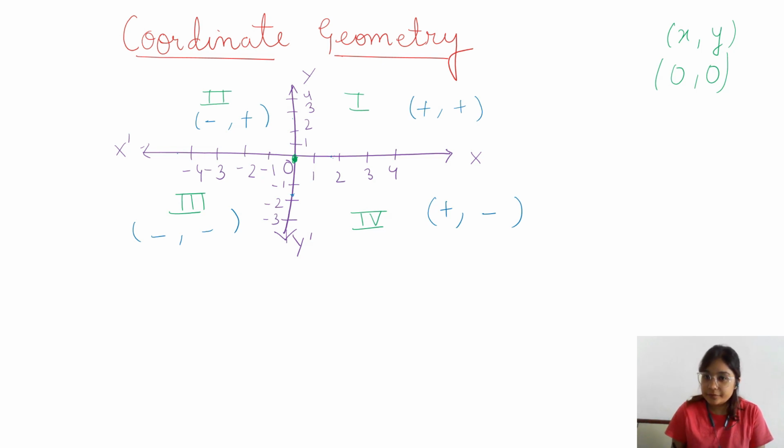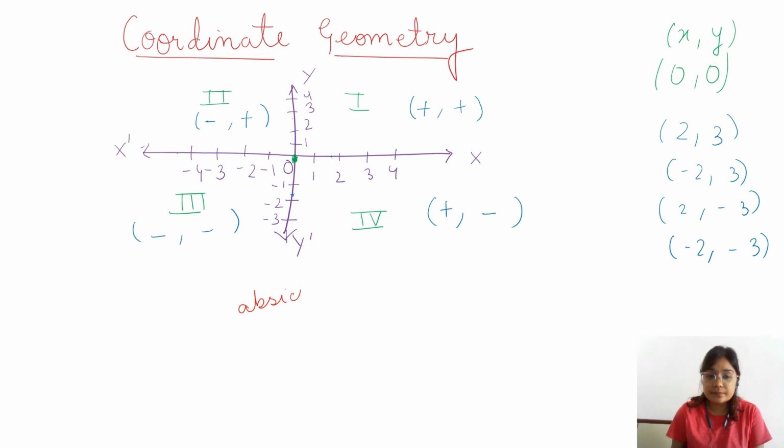If you have to mark the points 2 comma 3, -2 comma 3, 2 comma -3, or -2 comma -3, you can plot them only when you know which sign lies in which quadrant. Now, as you know, x comma y, there are two more terms which should be introduced, that is abscissa and ordinate.